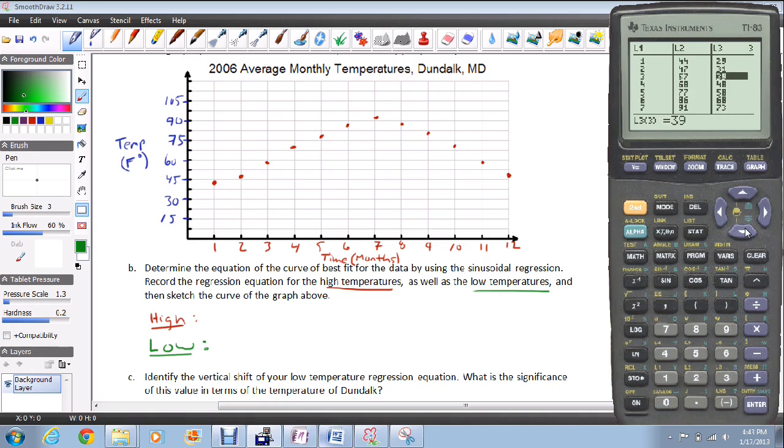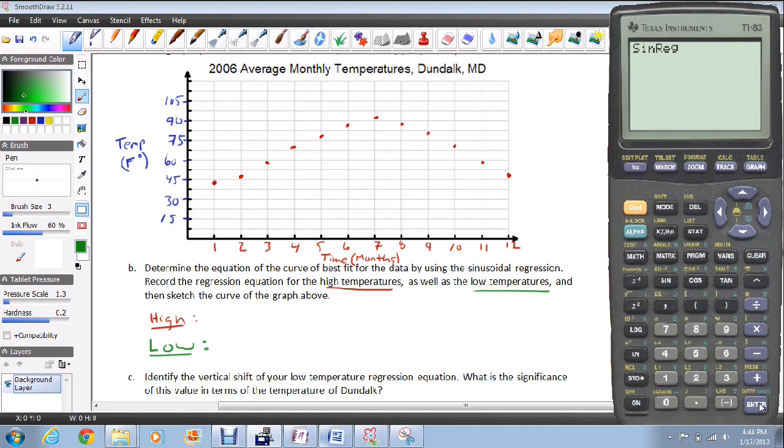Again, I just want to encourage you to pause and don't feel like you have to rush. Take your time, make sure you plug in the points correctly. Okay, so once you're done, you're going to hit Stat. You're going to go over to Calc, and we want the option that says SinReg, or sinusoidal regression. I'm going to hit Enter.